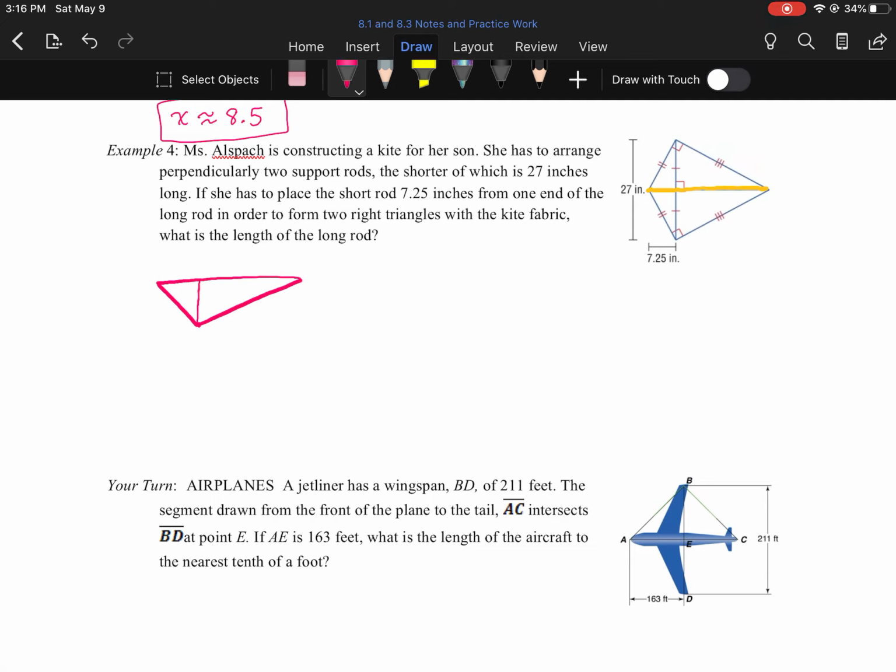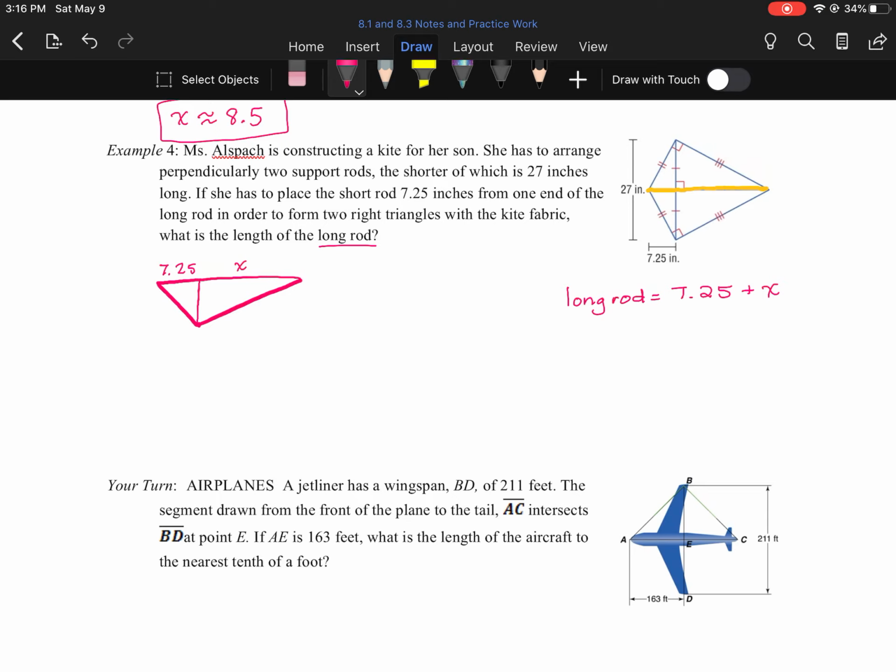And the reason we need that line is because that's the shorter rod that goes across. Or I'm sorry, the length from the one end of the long rod where it intersects the short rod is 7.25. We have to find this other side over here because it says what's the length of the long rod. So the 7.25 plus the X is the length of the long rod. So we'll write that over here. So the long rod, to find that, is 7.25 plus whatever I called X, okay?